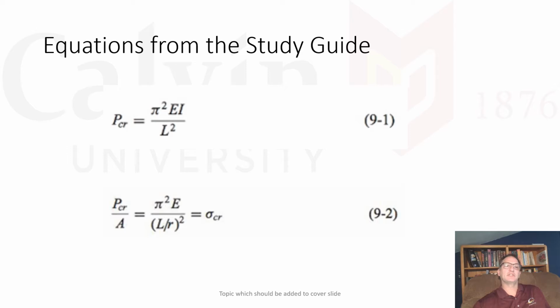So the equations from the study guide, there are two of them, equation 9.1 and 9.2. They're both in that second section. And they are the critical load is equal to pi squared EI over L squared. And then there's this version, which is really the same equation, but you can see it a little differently in terms of the load over an area. The reason we do that, even though it's the same equation, is we then can call it a critical stress instead of a critical load.